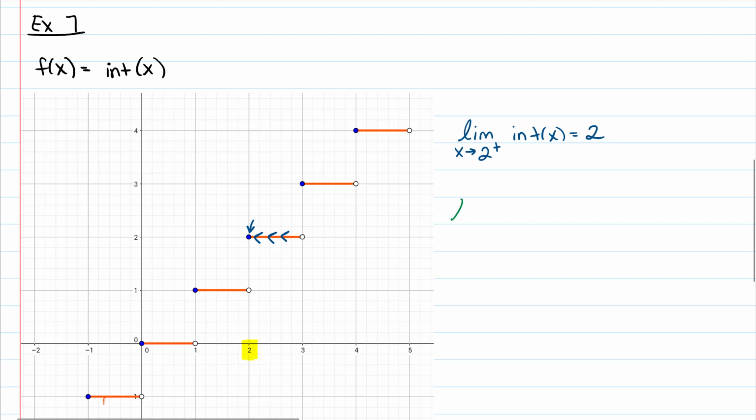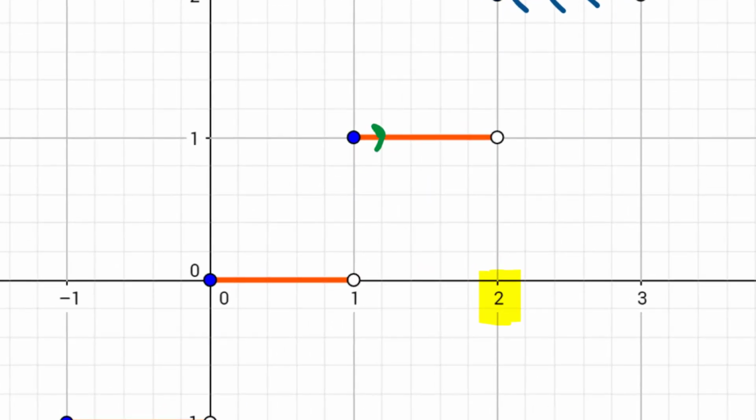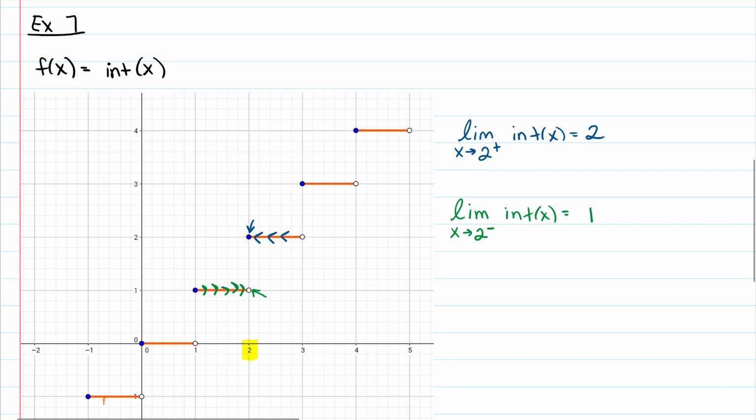Now we're going to look at the limit as x approaches 2 from the left of the integer function. As we approach 2 from the left, we're getting very, very close, but we don't actually get to 2. We just approach it. So then the y value here is 1. Even though it's an open dot, f of 2 is 2. However, the limit from the left is 1 because we don't actually get to 2. We just get to 1.9999999 forever.